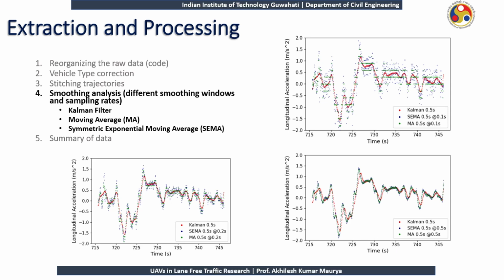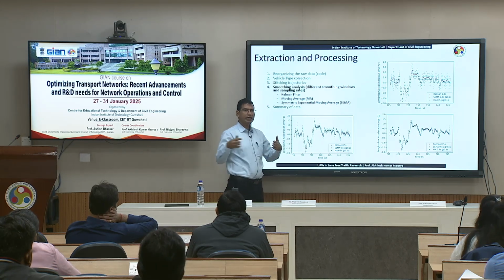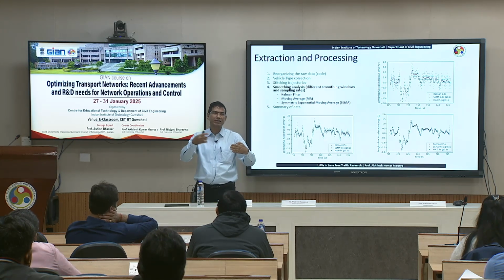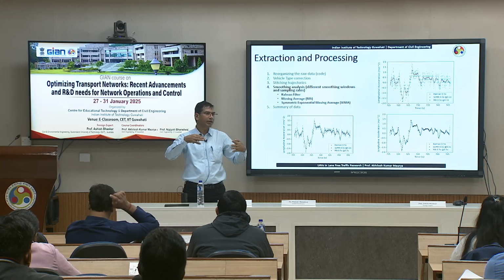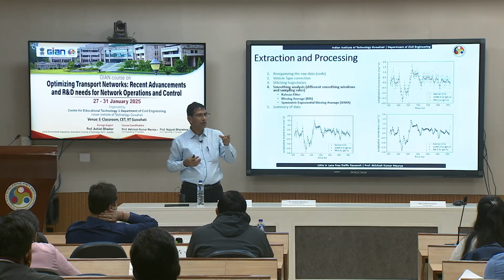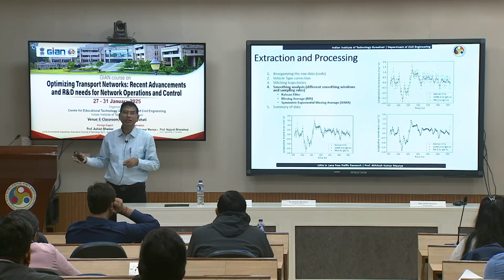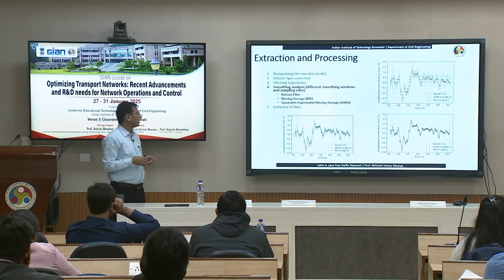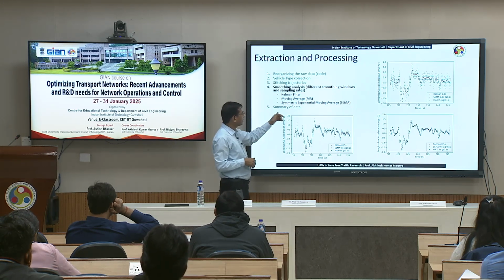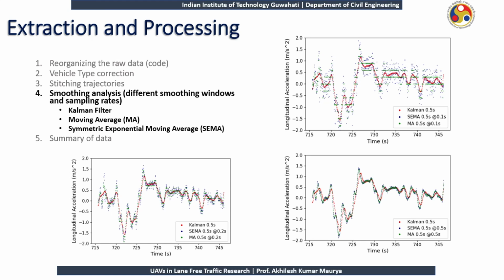If you try to compute acceleration with the raw data, you will see that two acceleration values are positive, suddenly one becomes negative, and again becomes positive. Which means the vehicle is moving ahead and suddenly moving back. In reality, that will not happen. So all those things need to be removed or calibrated. You need to adopt different smoothing techniques and see which one is the best.